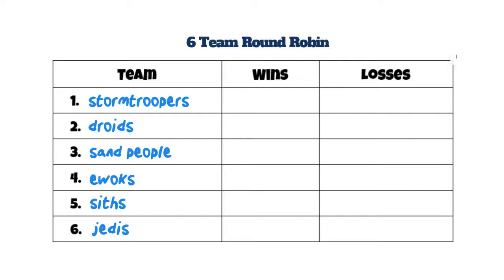This table is used to track our wins and losses. So as teams accumulate a win, we simply mark with a tally, or a loss with a tally. If a team gets to 5 wins, we cross it over like this, and we can check in at the end of the tournament to see who has the highest number of wins and can be declared the tournament winner.